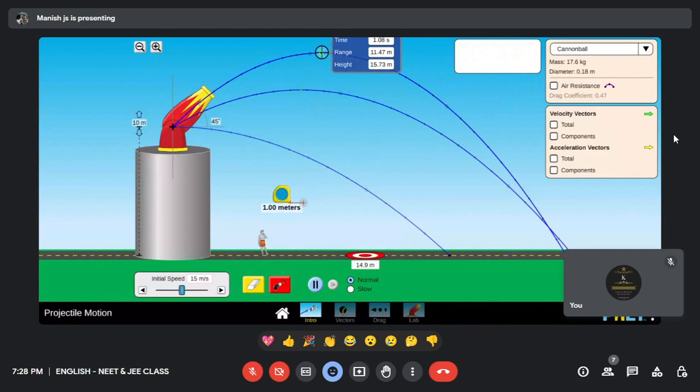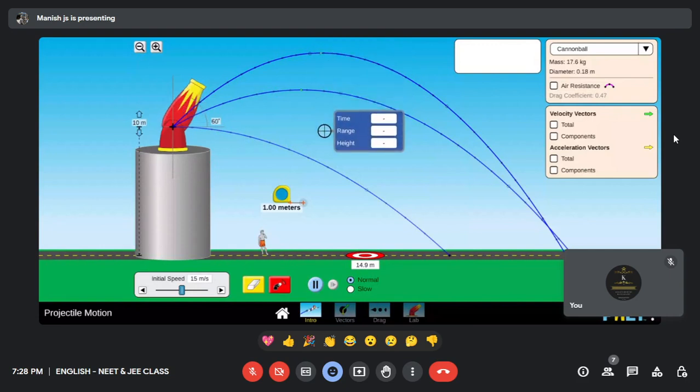The maximum height is the height reached just before it starts to decline, at the point where the vertical velocity component becomes 0. Then it starts going downwards. So you can see it is 15.73 for 45 degrees. Now let me increase to 60 degrees and you see what's happening then.